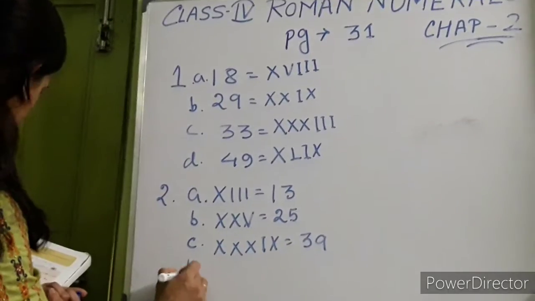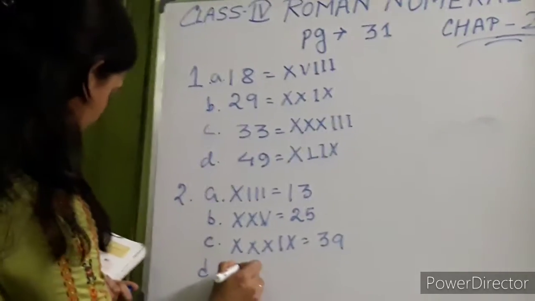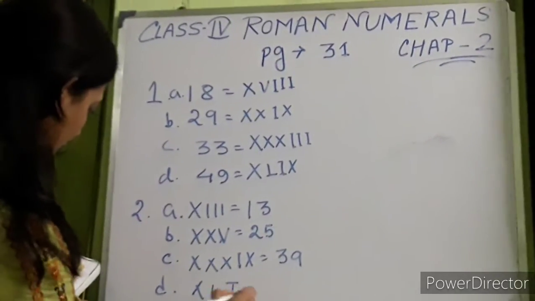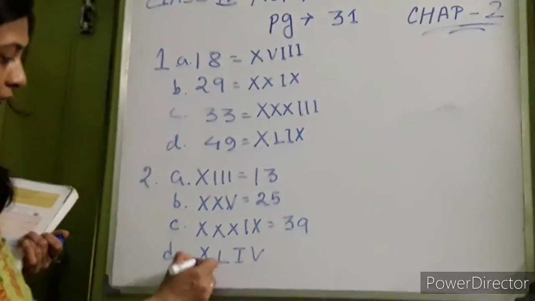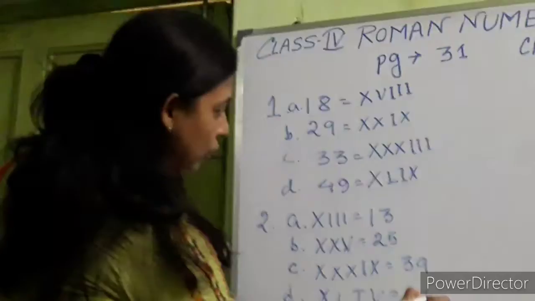So 39. D, XLIV. XL is 40, IV is 4. So 44.